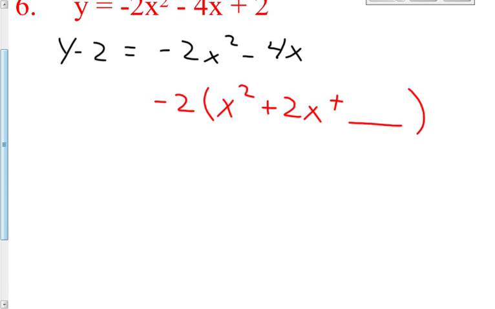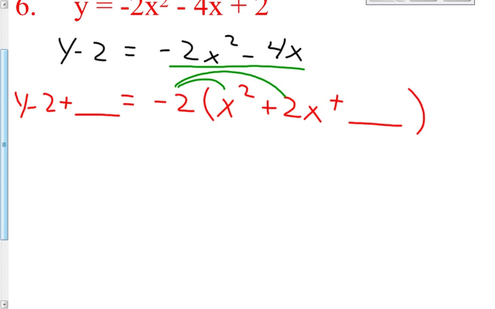I'm now ready to complete the square, so I'm going to have y minus 2 plus a blank on the left side. Remember, class, if you're ever unsure of yourself after this step, just distribute this back again and see if you get right back to this. A negative 2 times x squared is a negative 2x squared. A negative 2 times a positive 2x is a negative 4x. So you know you've done that part right if you just distribute it back.